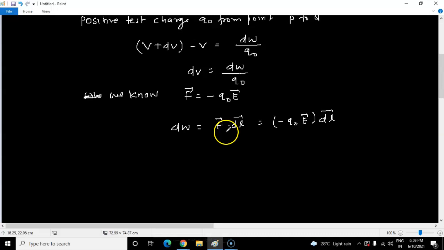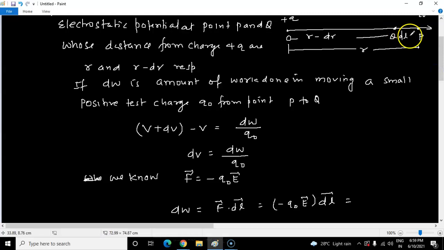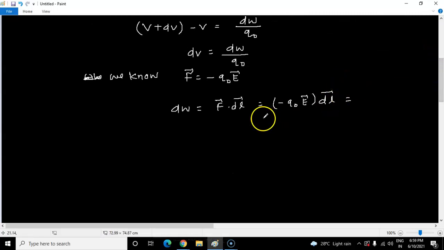Getting? Yes, sir. So you can write this as minus, and the angle is 180 degree. This is a dot product here. So the angle is 180 degree, and you write minus Q naught E dl cos 180 degree. Cos 180 is minus 1, so it becomes Q naught E dl. Okay.